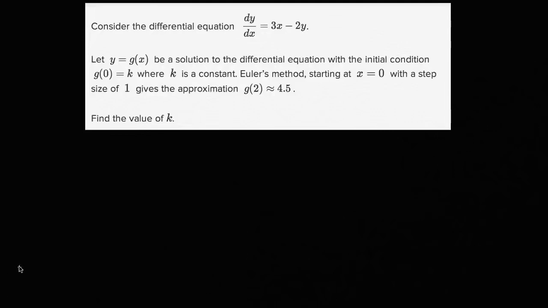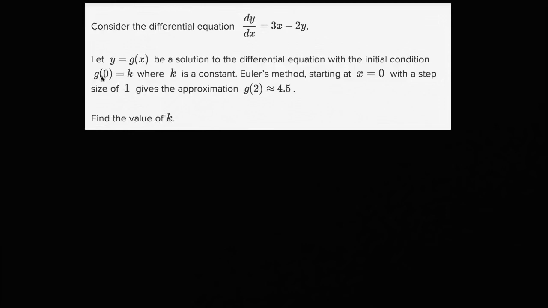Now that we are familiar with Euler's method, let's do an exercise that tests our mathematical understanding of it, or at least the process of using it. So it says, consider the differential equation: the derivative of y with respect to x is equal to 3x minus 2y. Let y is equal to g of x be a solution to the differential equation with the initial condition g of 0 is equal to k, where k is constant. Euler's method, starting at x equals 0 with a step size of 1, gives the approximation that g of 2 is approximately 4.5. Find the value of k.